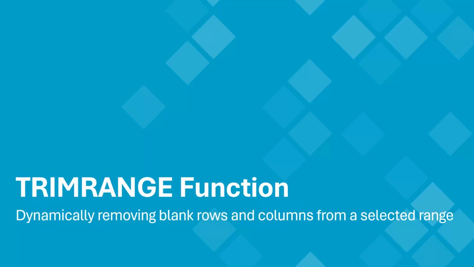The TRIMRANGE function in Excel is a brand new function that allows us to refer to specific areas of the spreadsheet. You can also use a new way of referring to cells in lieu of the full TRIMRANGE function in certain situations. Let's take a look at the idea behind the TRIMRANGE function.